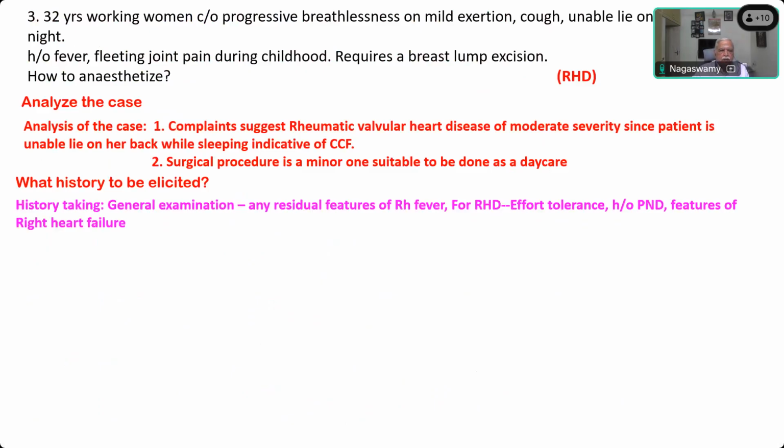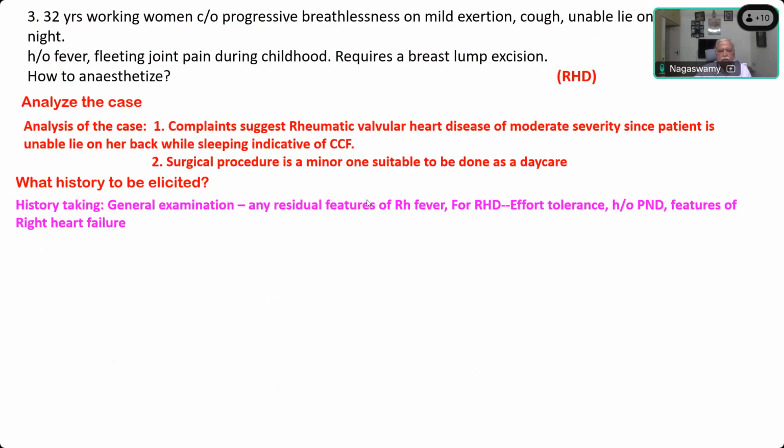So you have to make sure, through history taking and general examination, whether it was really rheumatic fever that happened, and whether the patient still has some residual effects. What are the residual effects of rheumatic fever? Joint pain, sir. Joint pains may still be continuing. Okay, that is an indication that it is not completely gone. Even though it is an autoimmune self-limiting disease, it may still continue.